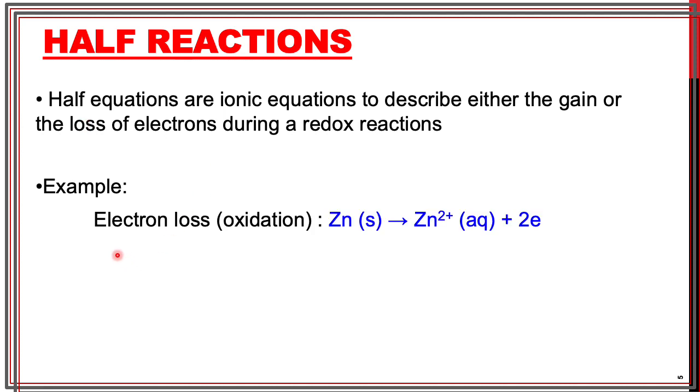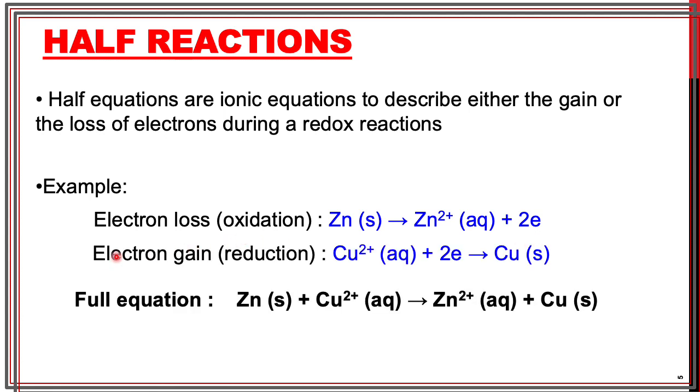For the first example, this is the half reaction for the oxidation reaction, electron loss. From this equation you can see that zinc loses 2 electrons to form zinc 2 plus, because we know that zinc has 2 valence electrons. So zinc can lose 2 electrons to become Zn 2+ plus 2 electrons.